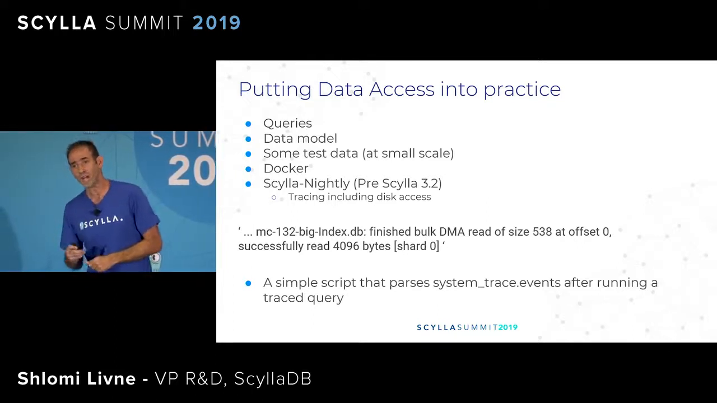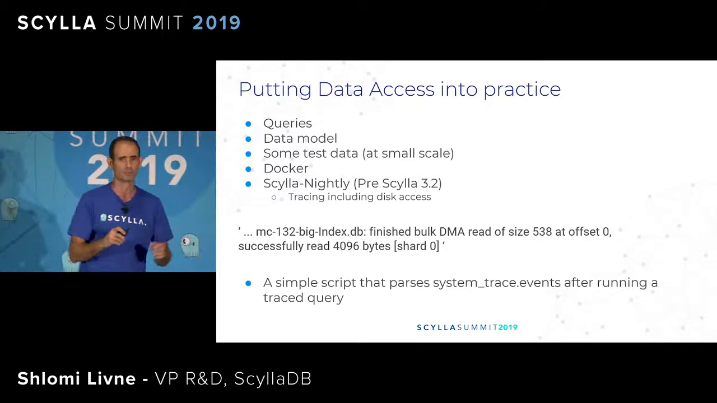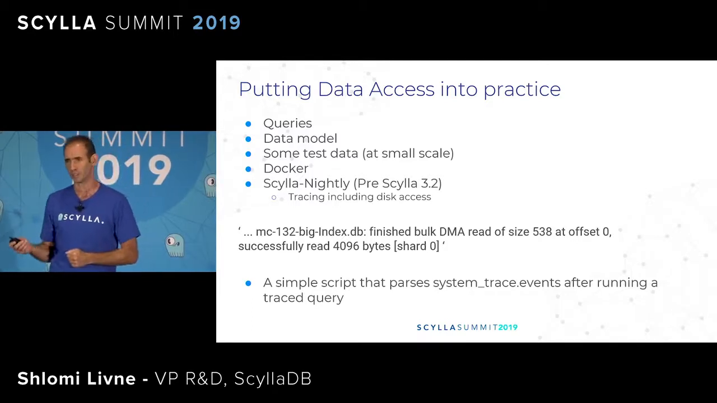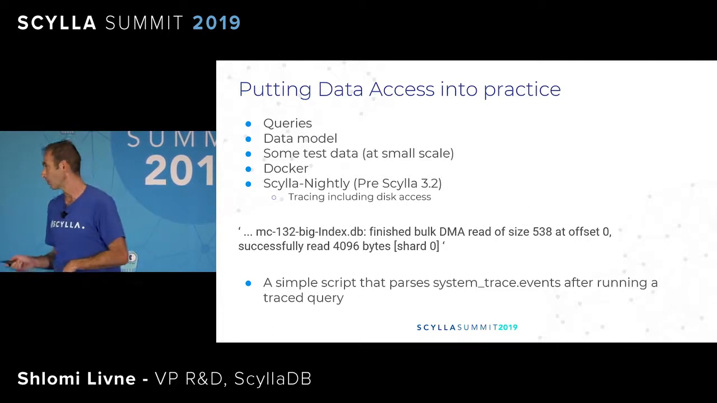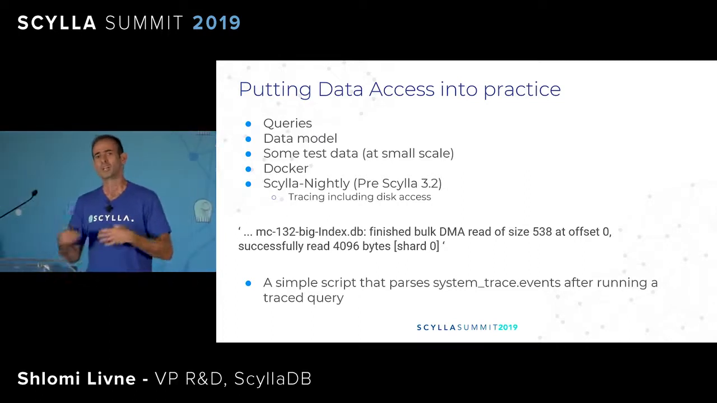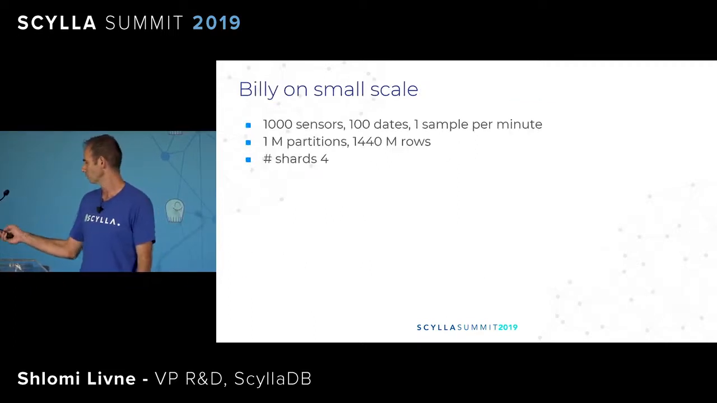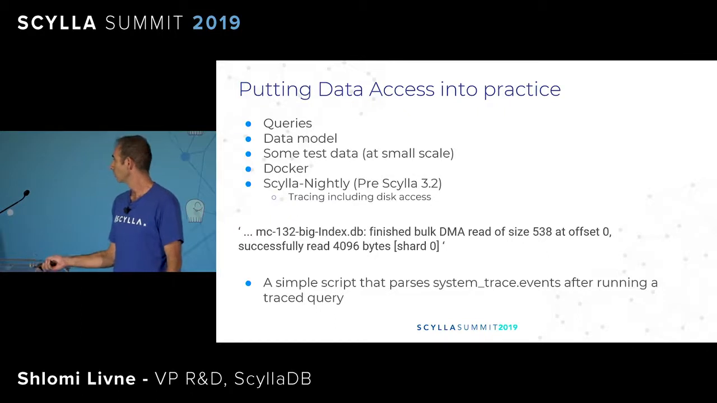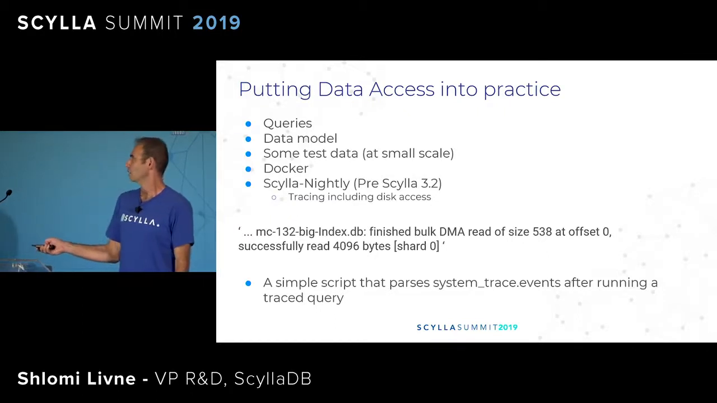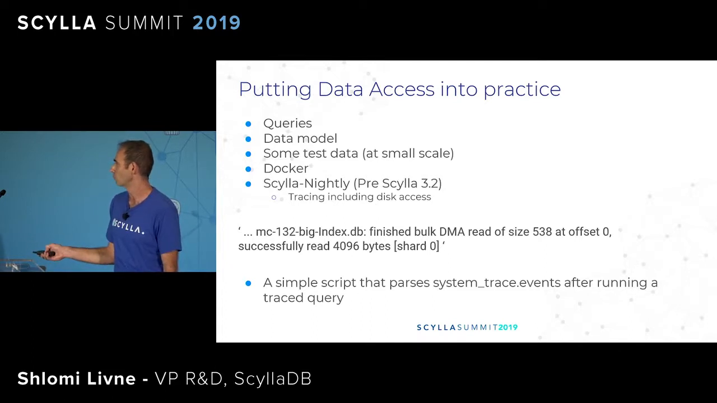Scylla 3.2 added something to make this accessible for you. We enhanced tracing, and we added into the tracing the data I/O that we're doing. So if you use Scylla 3.2 and trace a query, you're going to see lines like this. The index file was read, and then the amount of data that was requested, and what actually needed to be read.